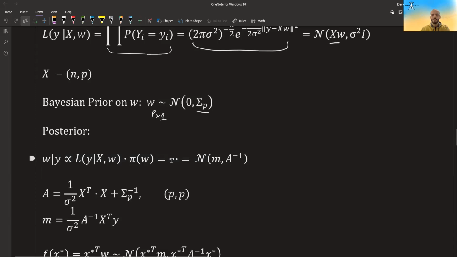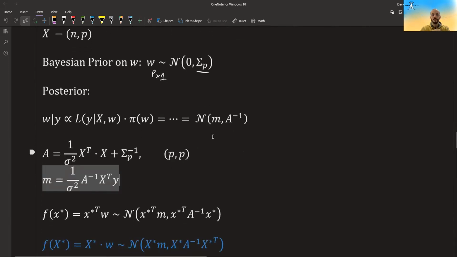Okay, and the way to derive this is the same trick in all Bayesian calculations. You just ignore everything which is not related to w. You throw them out because it's proportional to, and you complete the square, and you will just get this result. And what is m? m is just this thing over here, and A is this matrix over here, which is p times p in dimensions. Okay, so now we have that. This was, again, the posterior.